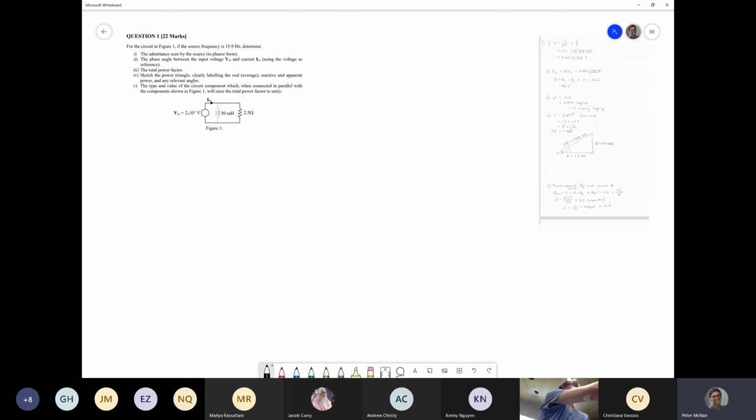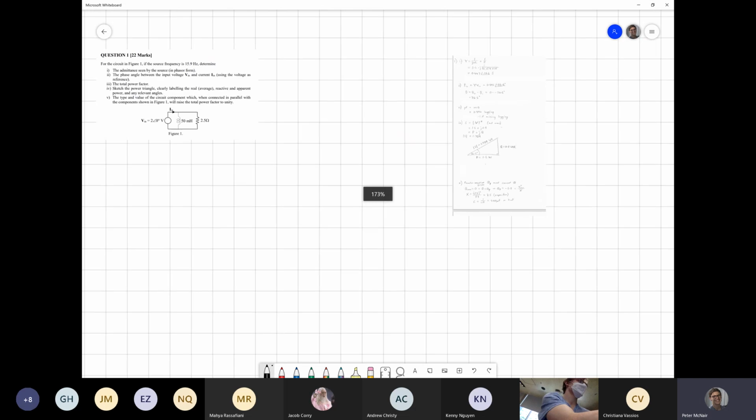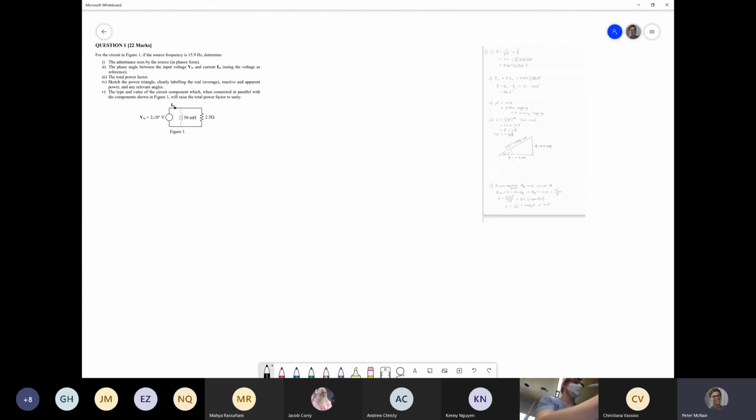No worries. This is question 1 of the 2018 paper. We've got a parallel circuit, and we want to have a look at what the admittance is. So we're given that the frequency of the source is 15.9 hertz. So then omega for our circuit would be 2 pi on that.